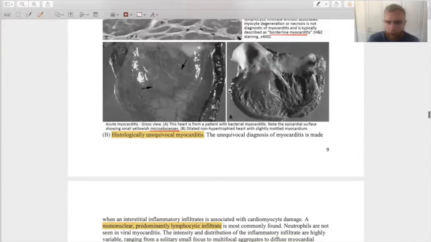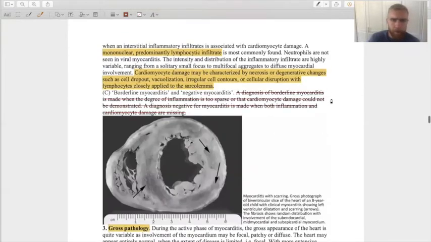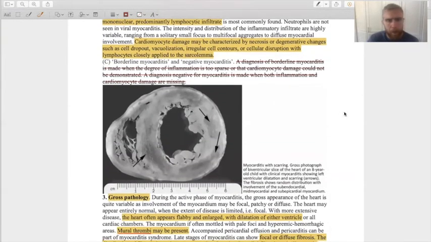Here on the right, we see really wide heart, basket-shaped heart, U-shaped heart. Does that look dilated? Looks very dilated to me. Cardiomyocyte damage may appear as necrosis. You might have to look a little bit harder.